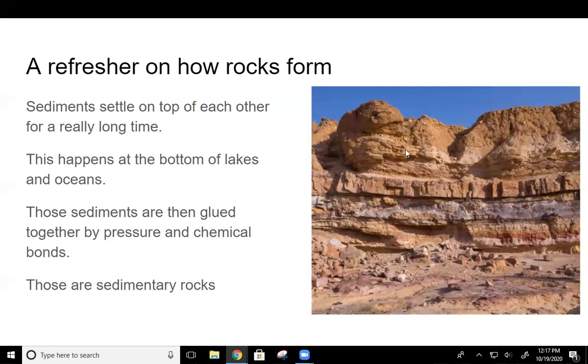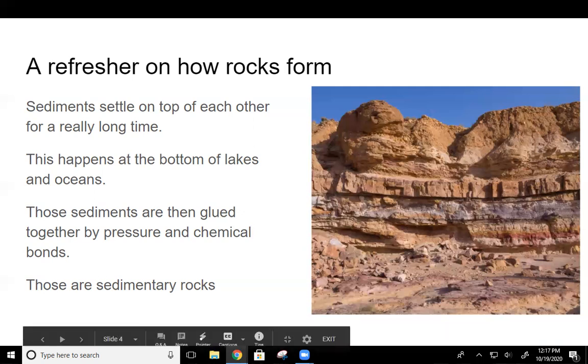So if we were looking at this layer up here, and we were comparing it to this layer here, this is layer A, and this is layer B. Which of these two is older? A up here or B down here? B. Yeah, you can tell. B is older because it's on the bottom. Okay, the color doesn't have to do with age. It has to do with where it is in the layer.